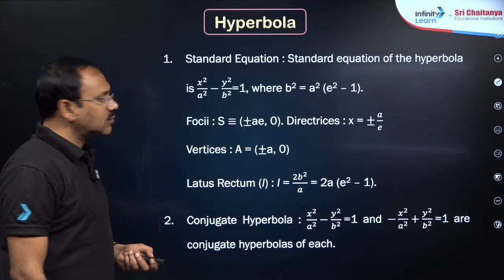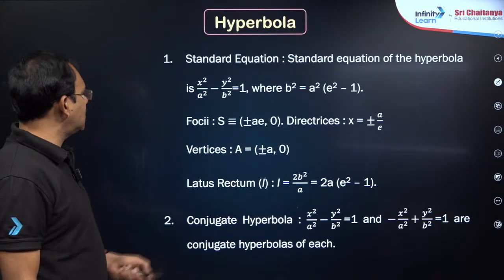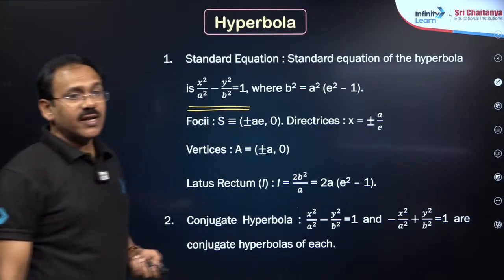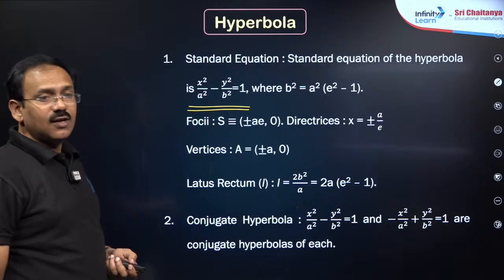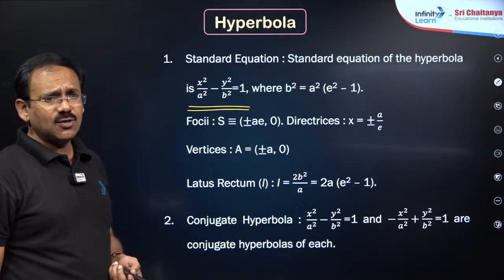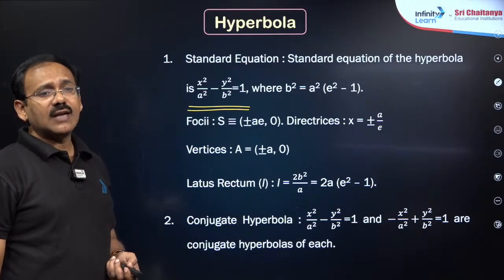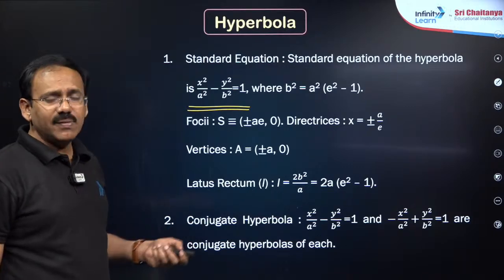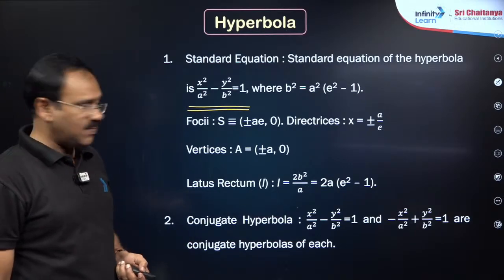Even for the hyperbola, the results will be very parallel to this. This is the equation of the hyperbola, where b square is equal to a square into e square minus 1. Foci will be the same, (ae, 0) and (minus ae, 0). Directrix will be x is plus or minus a by e. All the equations will be the same, replace b square with minus b square.